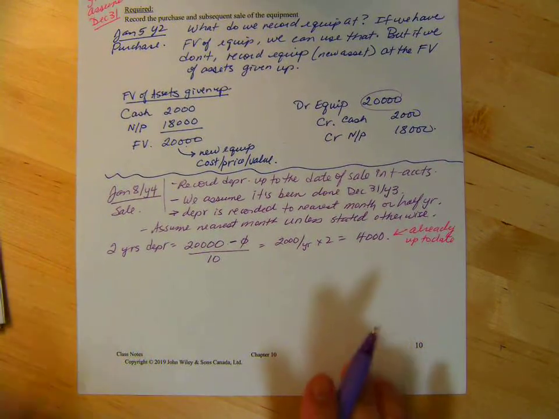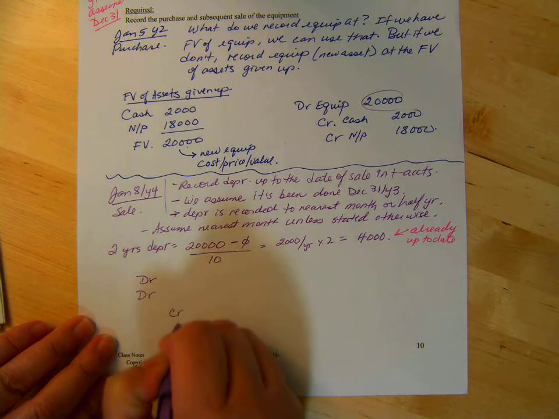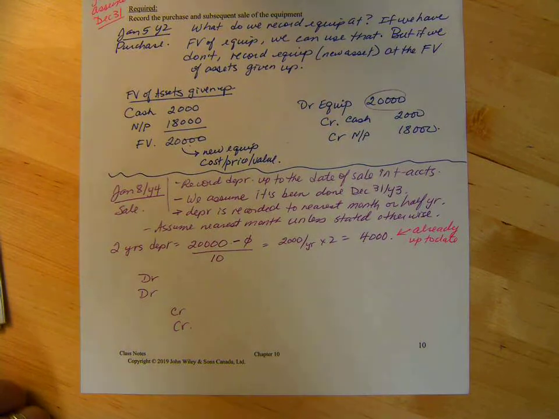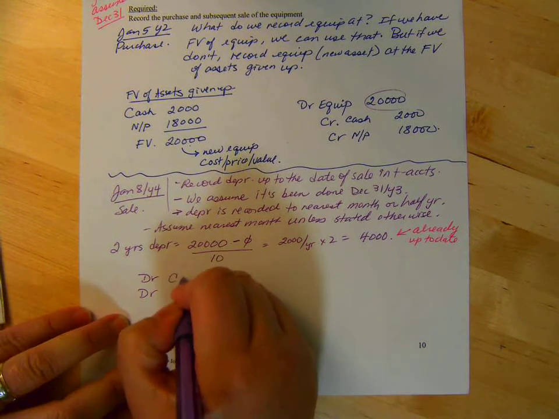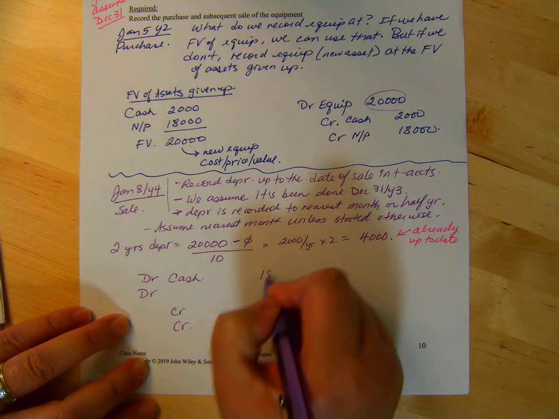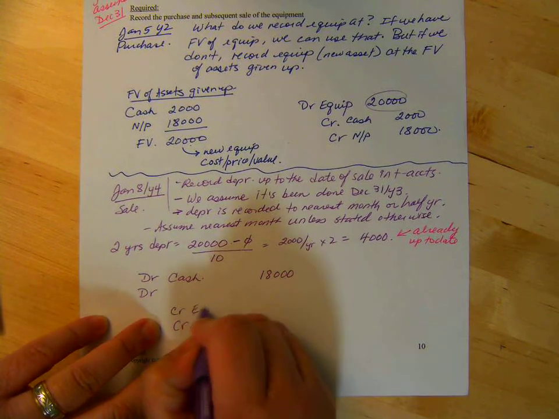Okay, so let's try piece this together. Leave some room for some debits, for some credits. So what's physically happening? We're selling equipment. Well, when we sold it, what did we get? Cash. So we're going to debit cash for 18,000. Now we have to take the equipment off our books. Well, that's easy. We credit equipment because it's leaving.